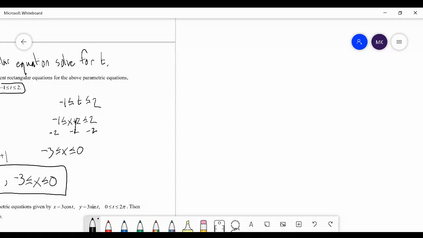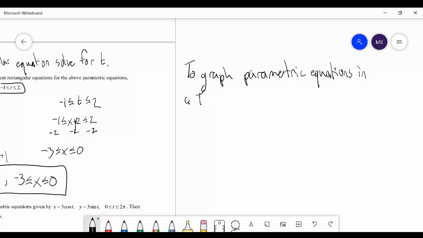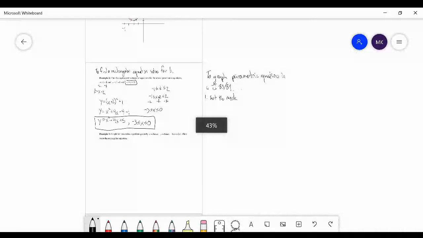And so the first thing we have to do, to graph parametric equations in a TI 83 or 84. Step 1: set the mode. To do this, just the same way we changed mode for radians and degrees. If you press mode, I'm going to write just the first few things. You'll see the first word of each line.